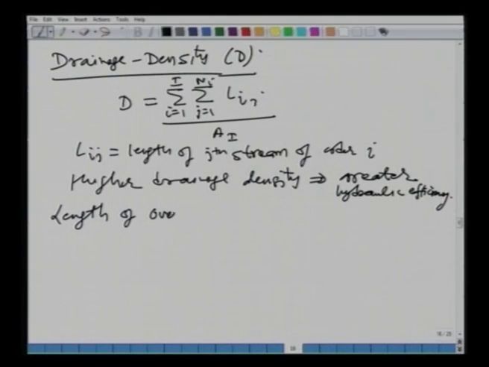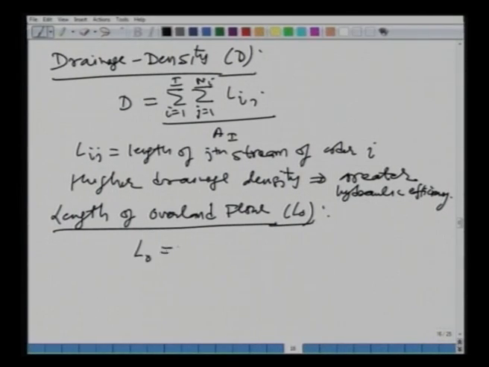The last one we are going to look at is called the length of the overland flow. This is denoted by LO, and people have found out that this LO is nothing but 1 over 2D, which is the average length of your overland flow. So, you see that we have defined a lot of these parameters: the bifurcation ratio, the area ratio, the length ratio, the drainage density, and so on.